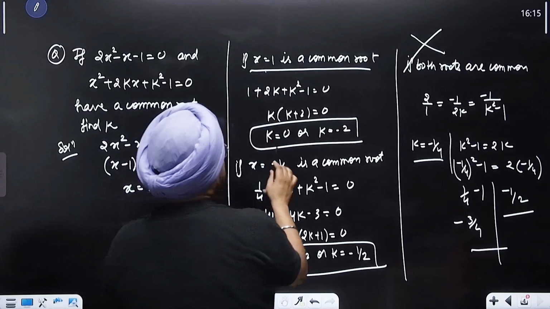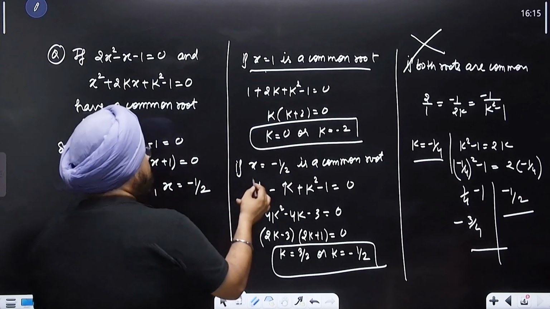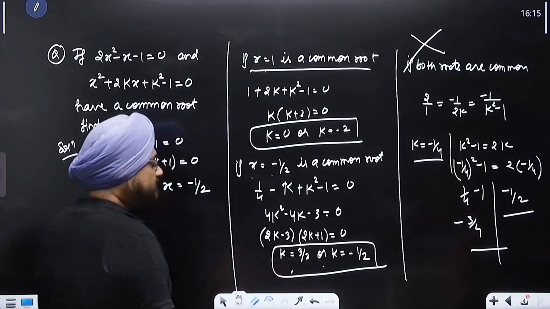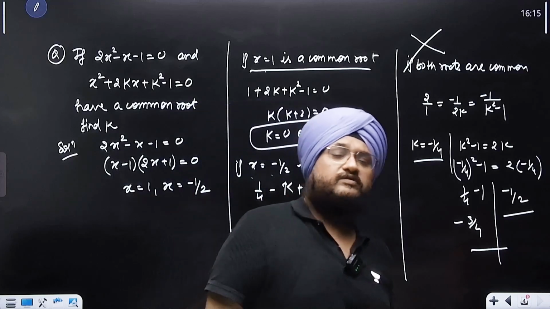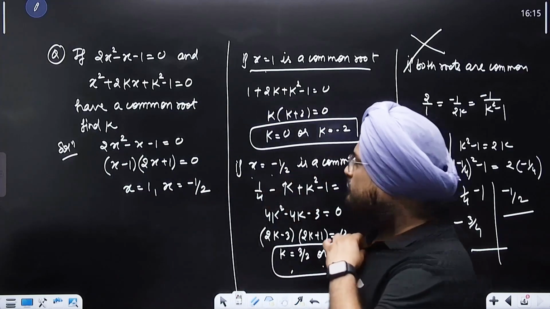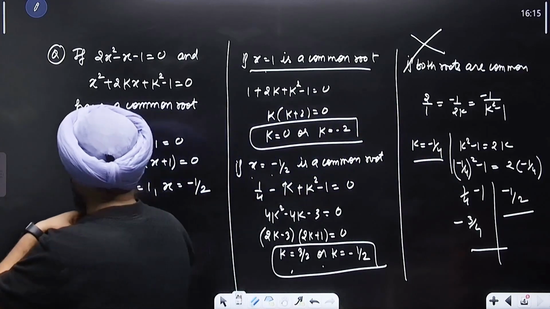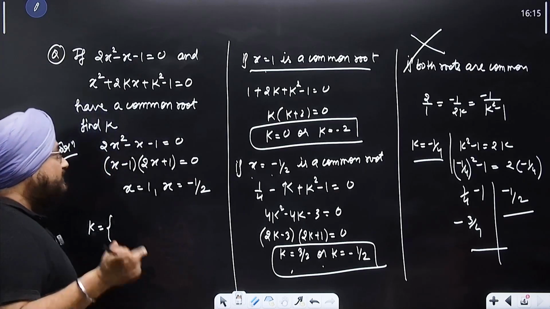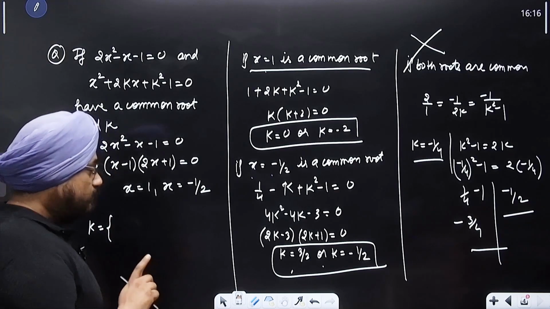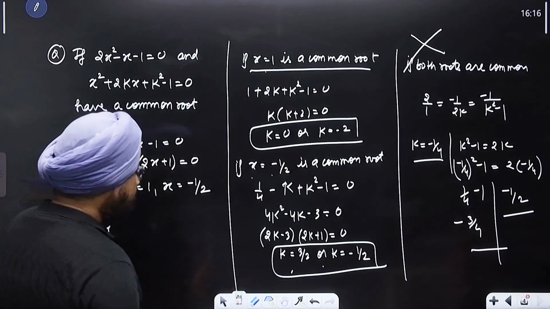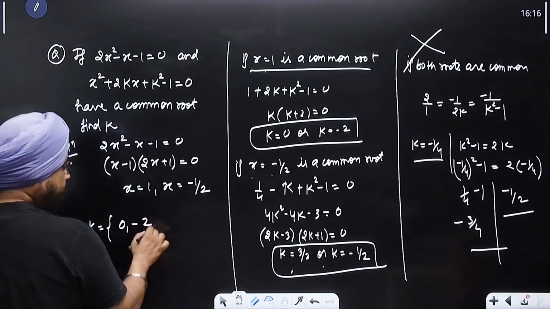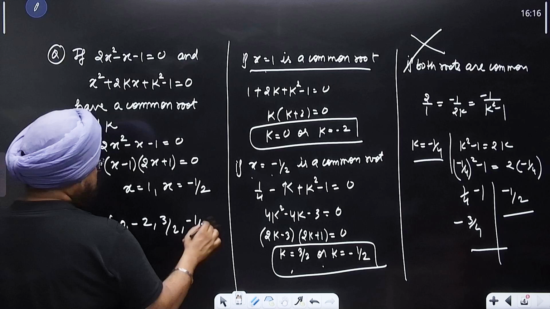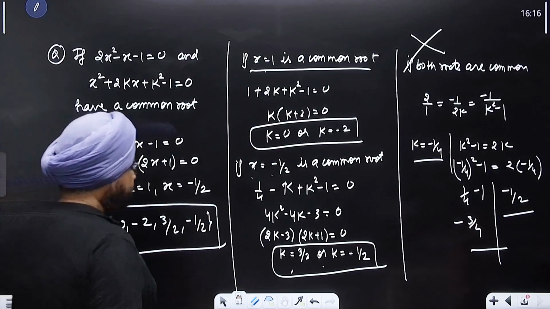If 1 is the common root, then there are two values of k. If minus 1 by 2 is a common root, then there also are two values of k. So there are 4 values for which these two equations can have a common root, and for all the 4 values exactly one root will be common. So this is our answer.